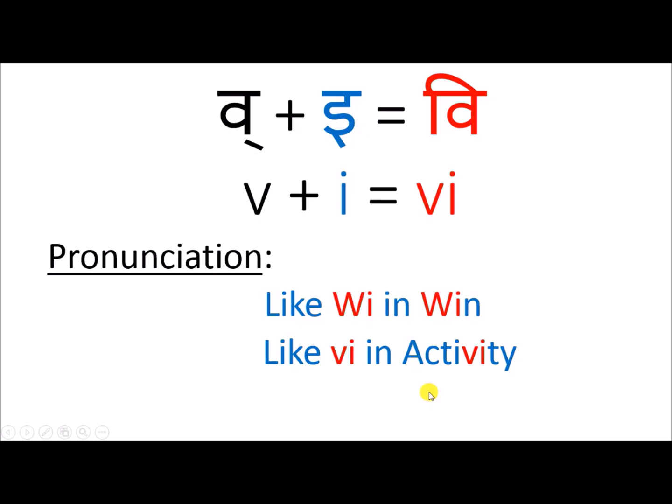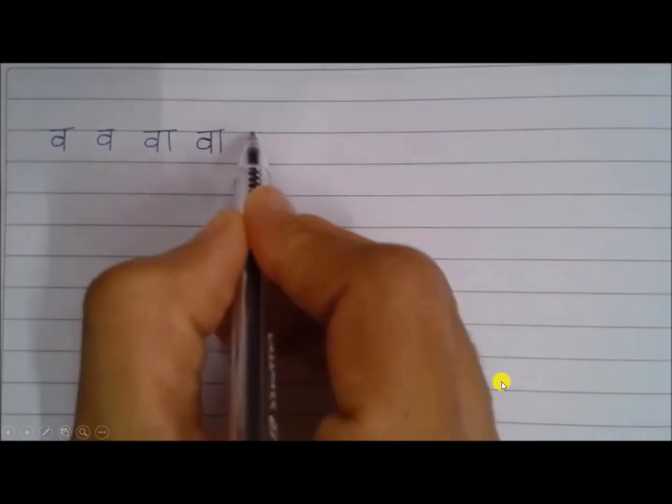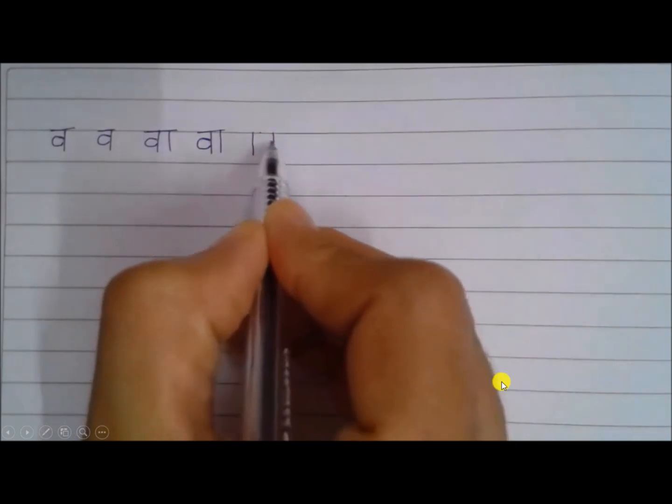Yes. The next sound is V, and you get this sound V when you add V to E. V plus E equal to V. And V is pronounced like WI in win, and like VI in activity. Okay, and V is written like this.